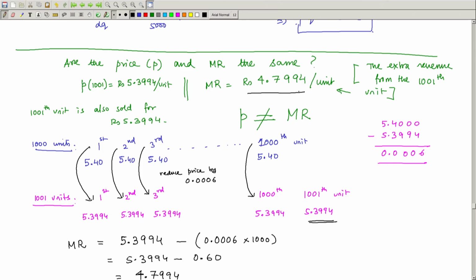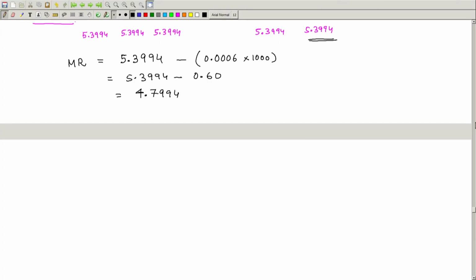But what I want you to focus on is, why is it that the price and marginal revenue are not the same? The only way I can sell 1001 units is if I lower the price, not just on the first unit, but on every single unit from the first unit till the 1000th unit. I had to lower the price. So, the marginal revenue when I sell the 1001th unit is essentially the price minus what I have lost on every single unit from the first unit till the 1000th unit. So, in this example, price and marginal revenue are not the same.